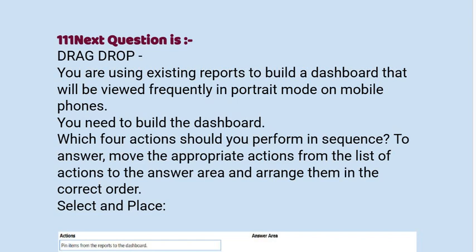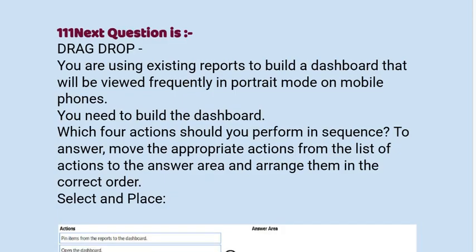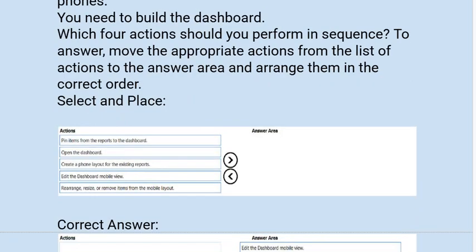Question is drag and drop. You are using existing reports to build a dashboard that will be viewed frequently in portrait mode on mobile phones. You need to build the dashboard. Which four actions should you perform in sequence? To answer, move the appropriate actions from the list of actions to the answer area and arrange them in the correct order. Please see this section.